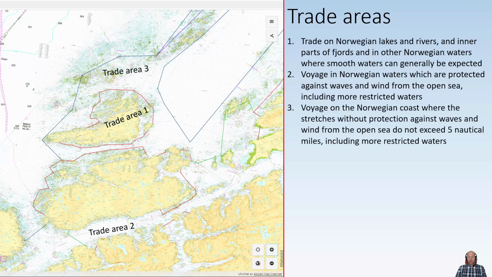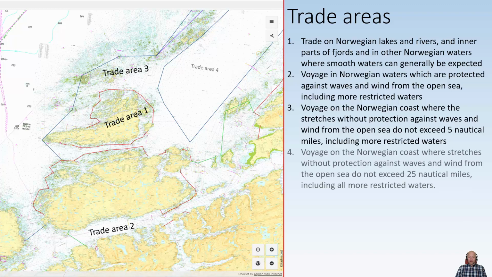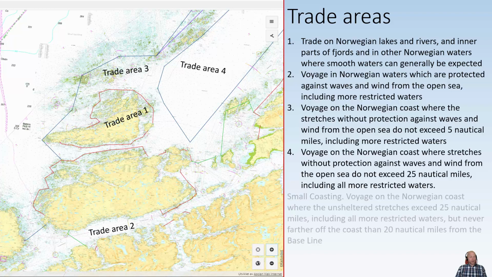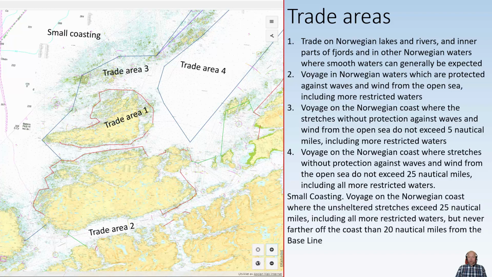Trade area 3 is voyage on the Norwegian coast where the stretches without protection against waves and wind from the open sea do not exceed 5 nautical miles. And trade area 4 is on the Norwegian coast where the stretches without protection against waves and wind from the open sea do not exceed 25 nautical miles. Outside that, you are in small coasting.